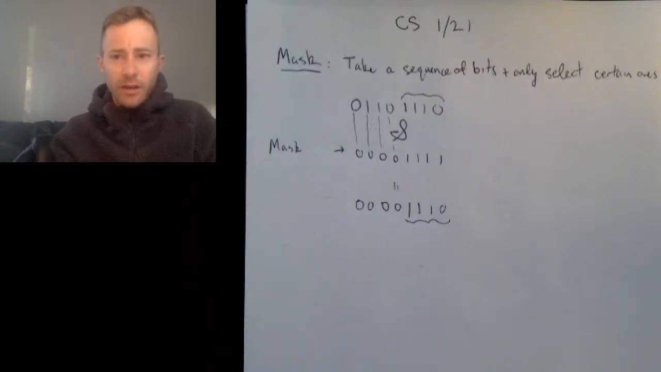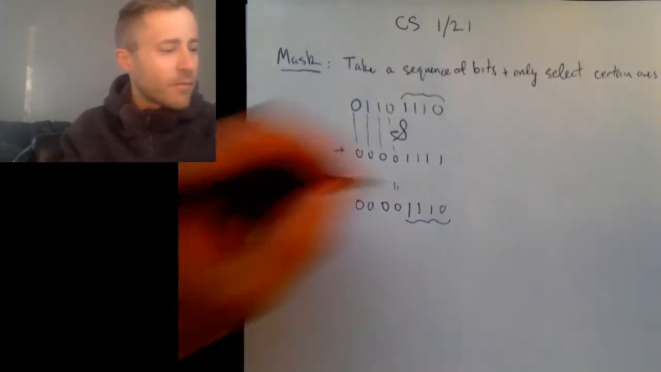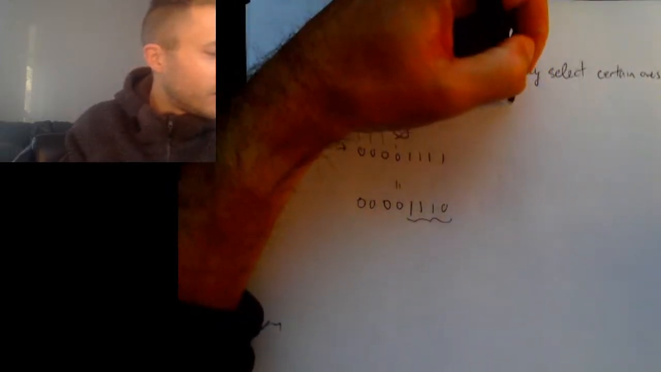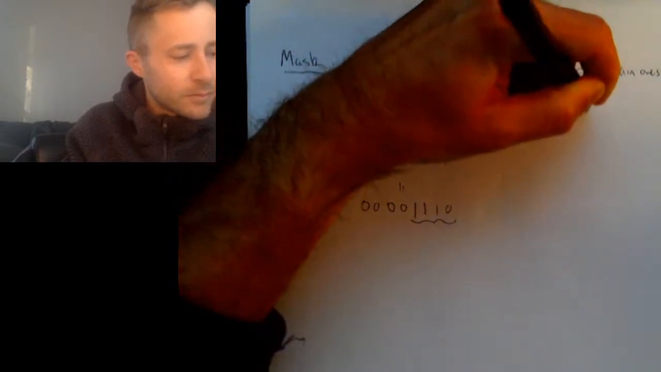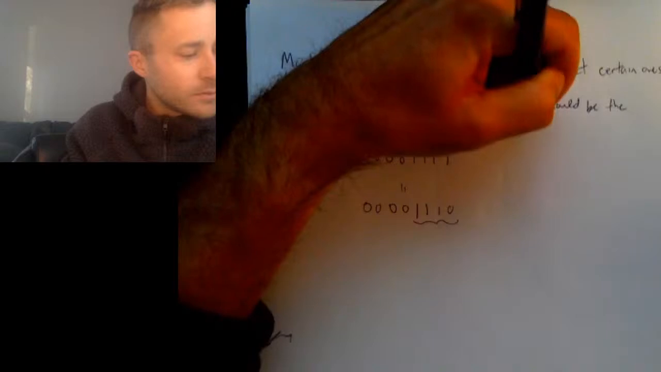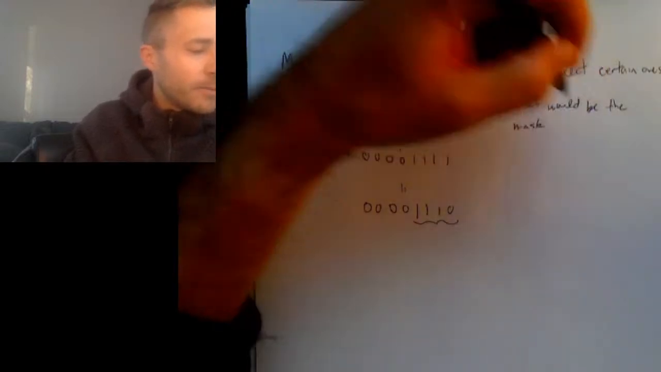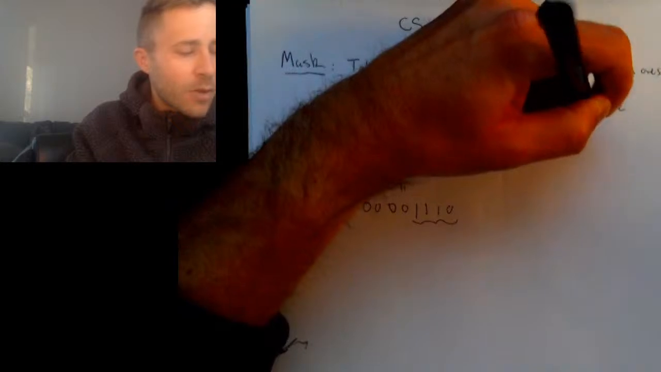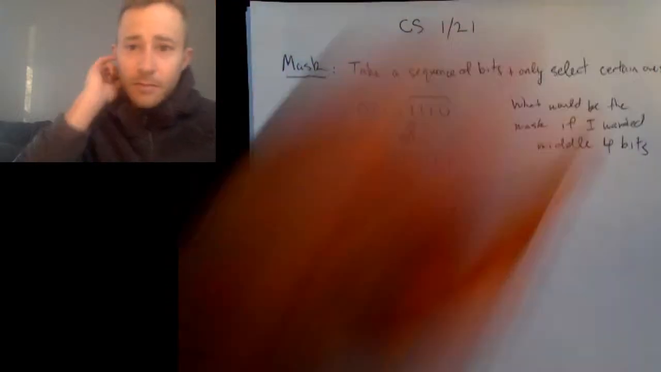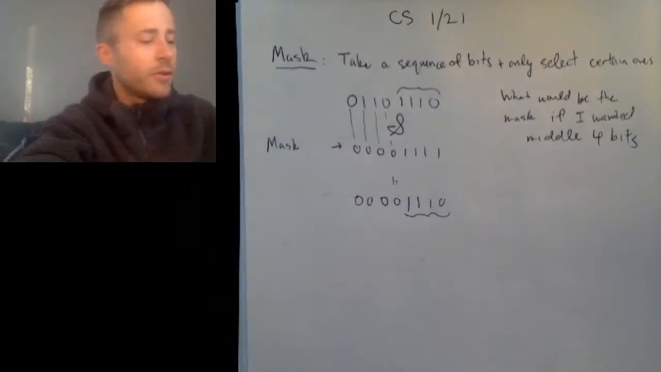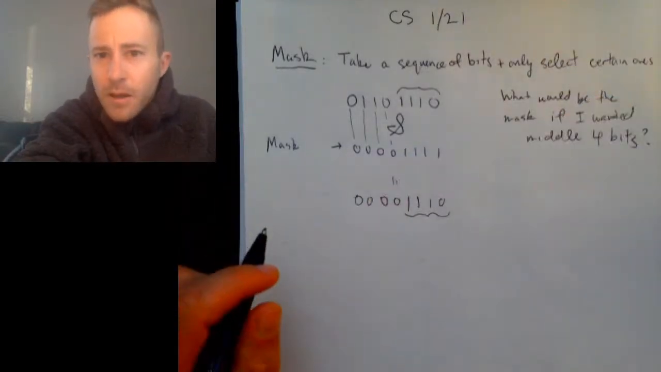So type it into the chat if you could tell me what would be the mask if I wanted the middle 4 bits. Type it into the chat if you know the answer.